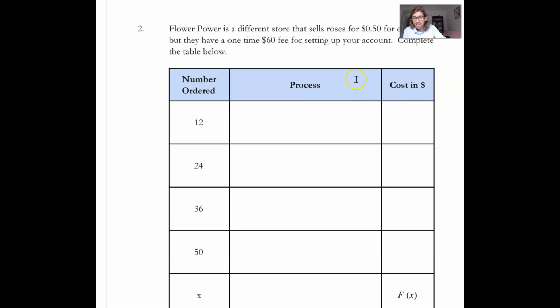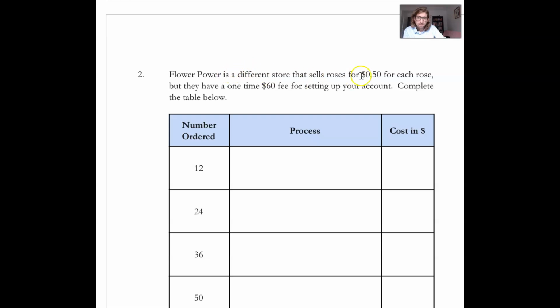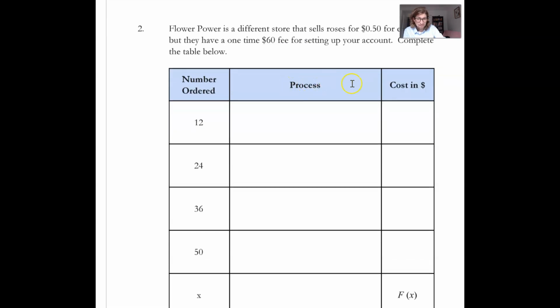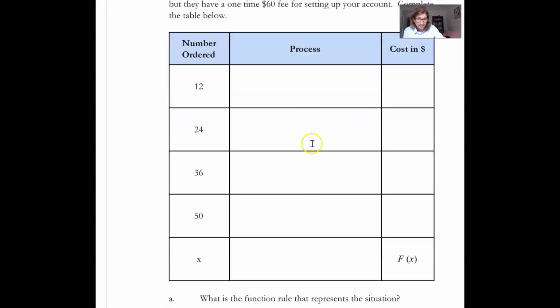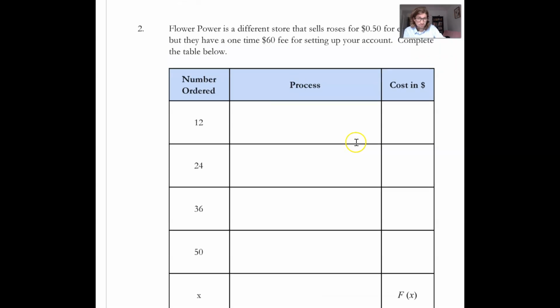On the second page, on the next slide, we have a different flower company, Flower Power. How are they different? They sell roses for 50 cents each, but they have a one-time fee, which is $60. So I'm going to do one, and then I'm going to ask you to fill out the rest of this table before you come back and check out the answers. So for Flower Power, we have the $60 one-time fee that we're adding to 50 cents for every rose. So 50 cents times our 12 roses. In total, that cost is going to be $66.